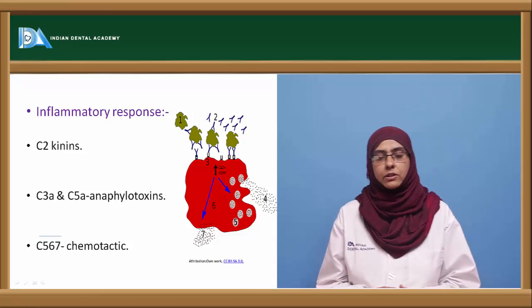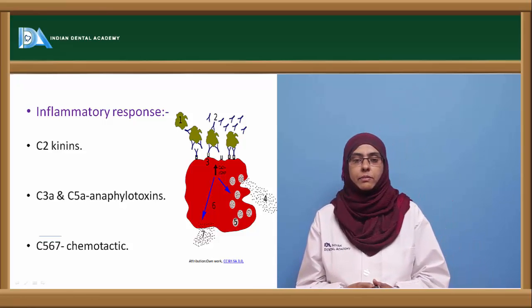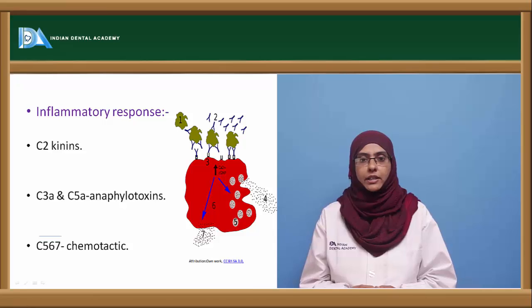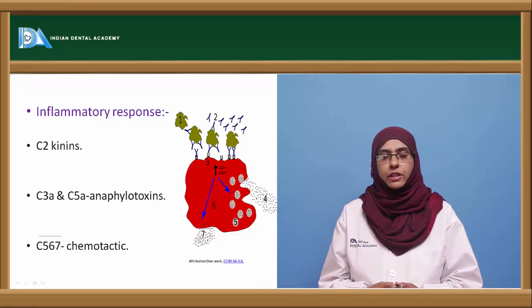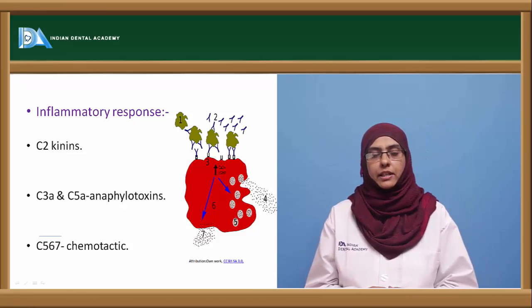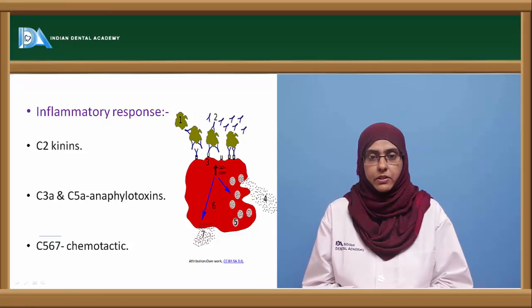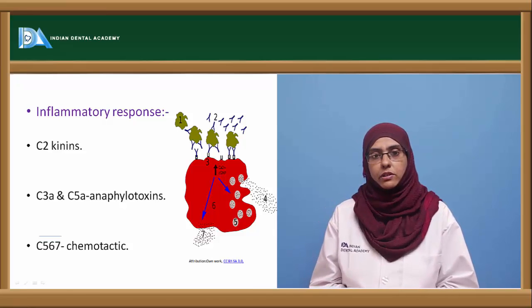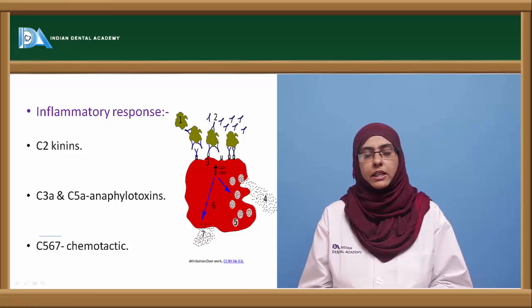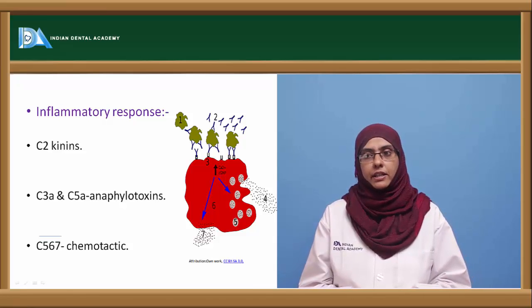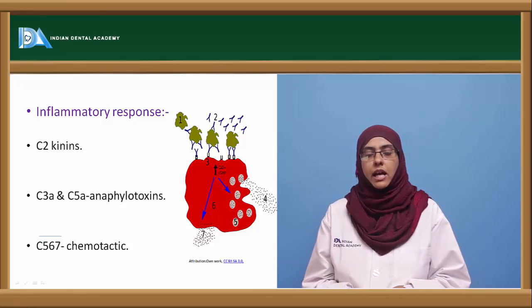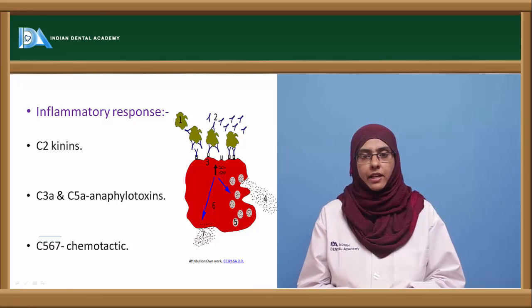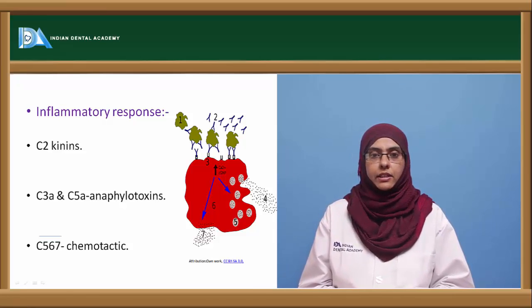And there are C2 kinins that are produced during this inflammatory response, which are vasoactive amines that help to release various pharmacologically active mediators to enhance the inflammatory response. Apart from that, we also have the smaller components, the subunits C3a and C5a, that are anaphylatoxins, active during the anaphylactic responses.